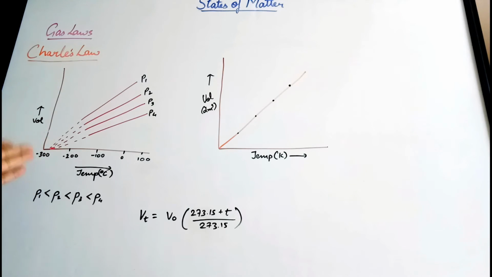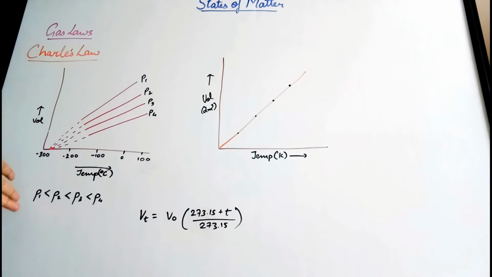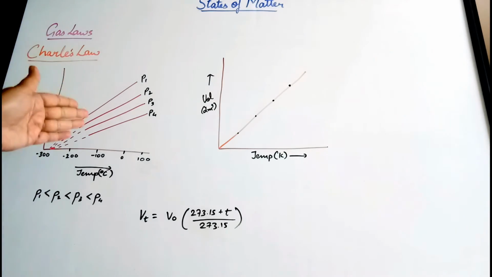So when it's in degrees Celsius, obviously we would have extrapolated, and that's the graph over here. P1, which is the lowest pressure, has the highest slope, and then you have P2, then P3, which is lesser than P4. So P1 has the least pressure, whereas P4 is the highest pressure.